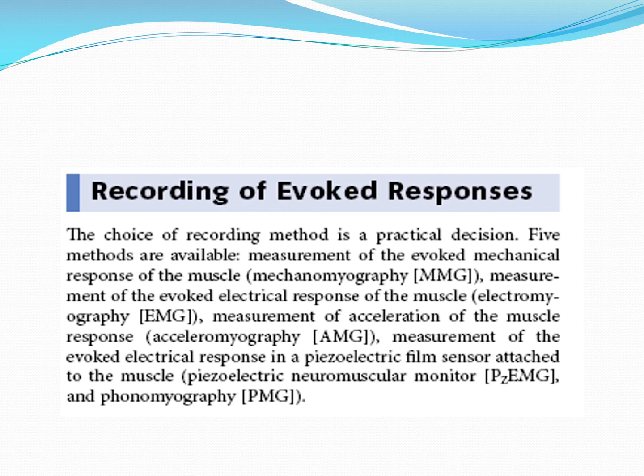Because of the drawback or inaccuracy of the subjective methods, namely tactile and visual, there are five methods that have been used to record the evoked responses. And these are mechanical response of the muscle, called mechanomyography, measurement of the evoked electrical response of the muscle, known as electromyography, or measurement of the acceleration of the muscle response, called acceleromyography, to some extent similar to mechanomyography, but here we use acceleration. The fourth method is to measure the evoked electrical response in a piezoelectric film sensor attached to the muscle, called piezoelectric neuromuscular monitoring. And finally, the fifth method is called phonomyography. And this gives a voice.